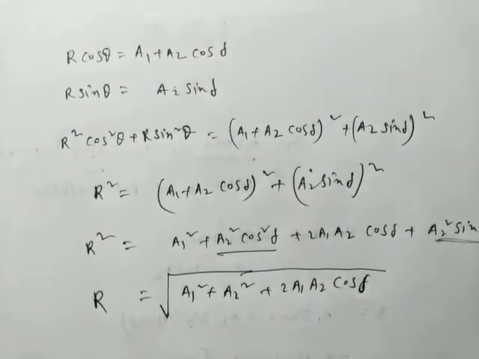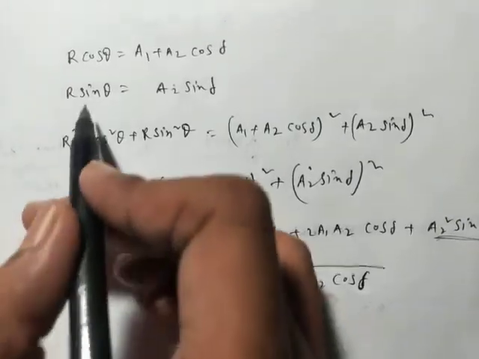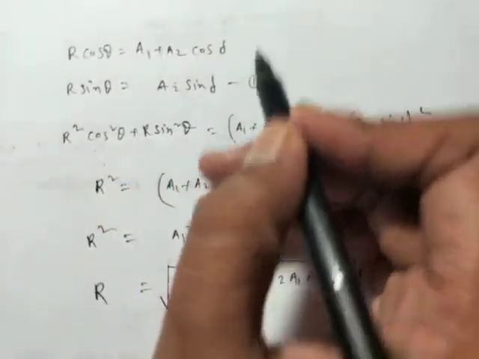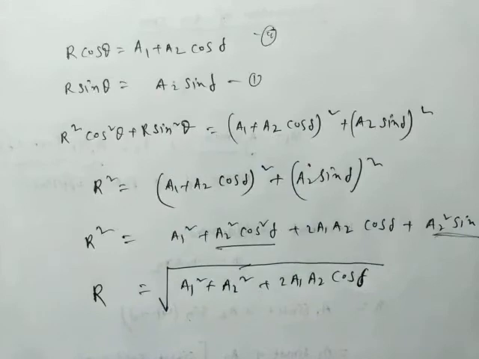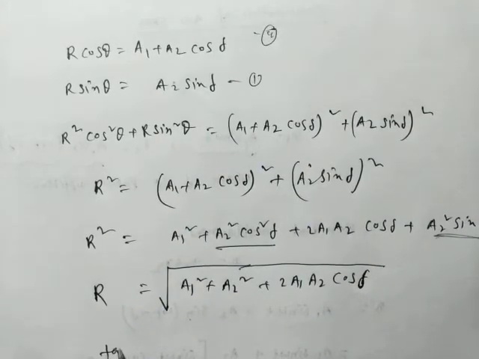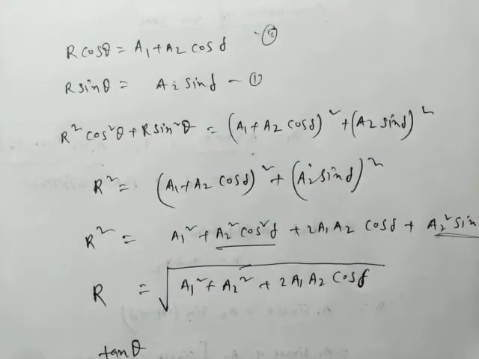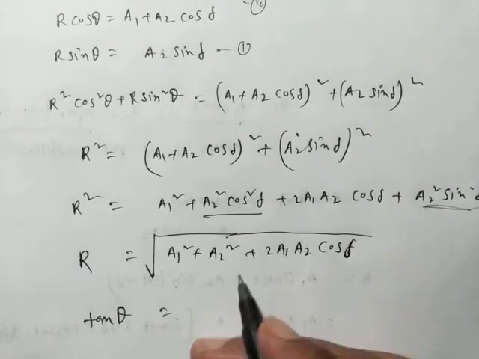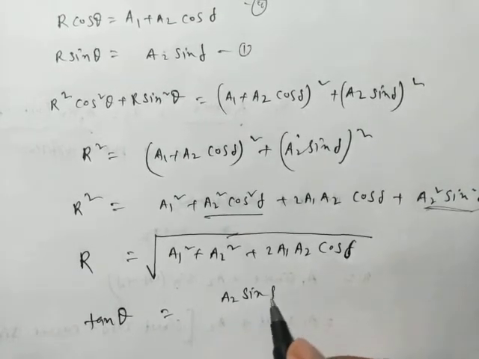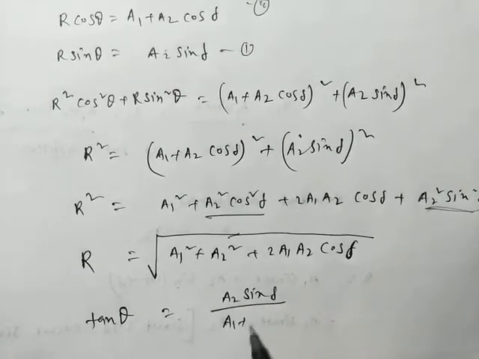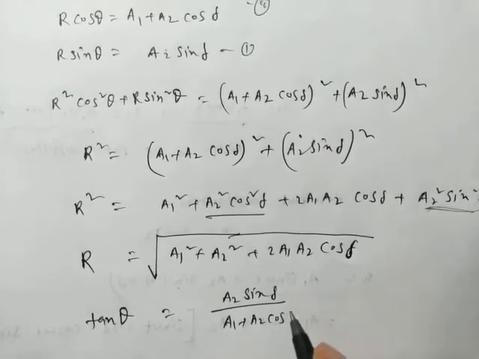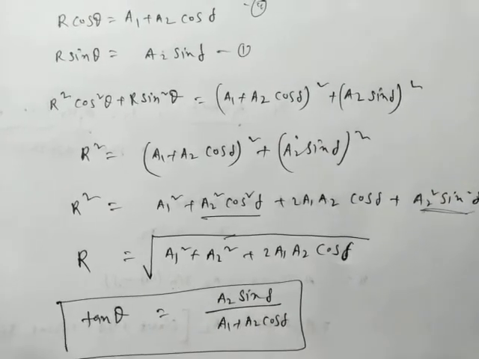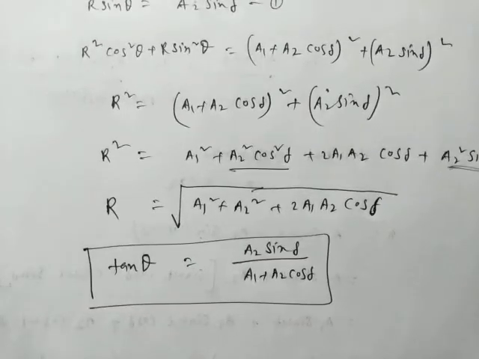And what will be the phase difference? If we divide the second by the first, we will get r sin theta divided by r cos theta, that is tan theta, and this tan theta will be a2 sin delta divided by a1 plus a2 cos delta. So this is the phase difference of the resultant SHM with the first SHM, or you can say for the first displacement.